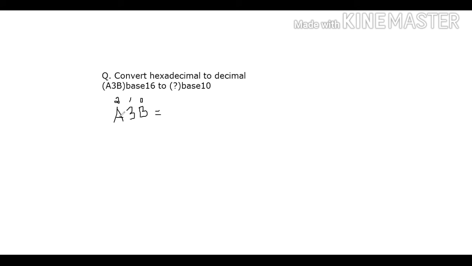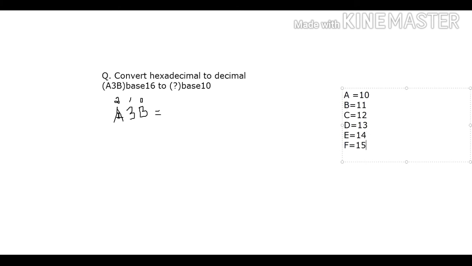We know that the value of A is 10. How do we know that? In hexadecimal, A equals 10, B equals 11, C equals 12, D equals 13, E equals 14, and F equals 15. Okay.